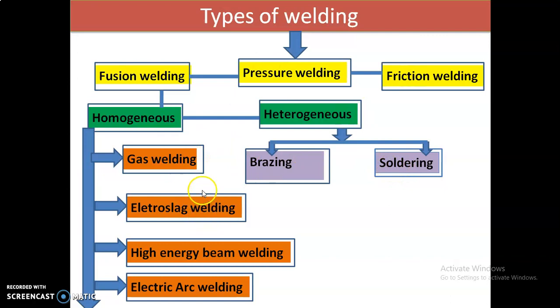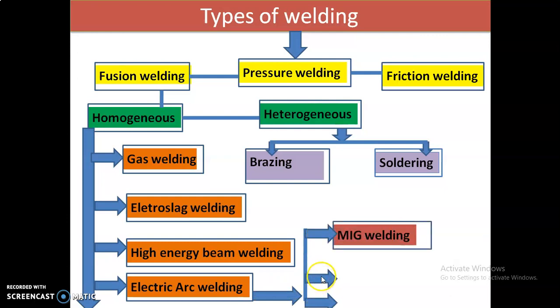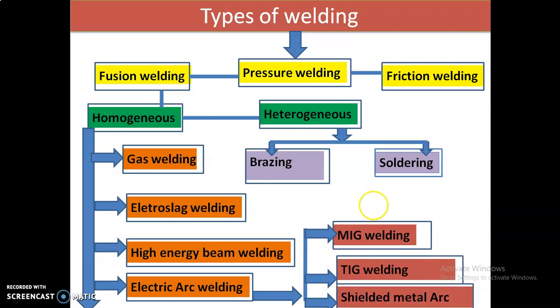Coming to the last one, that is electric arc welding. In electric arc welding, we have three types of welding processes. First one is MIG welding, second one is TIG welding, third one is shielded metal arc welding. Here MIG welding means metal inert gas welding. TIG means tungsten inert gas welding. So this is the classification of the welding process.